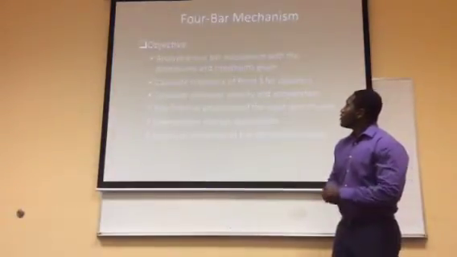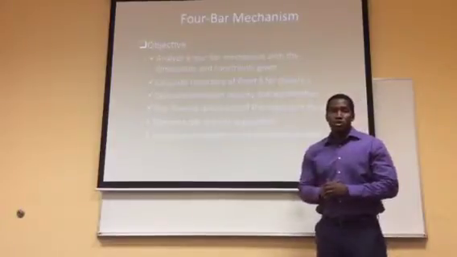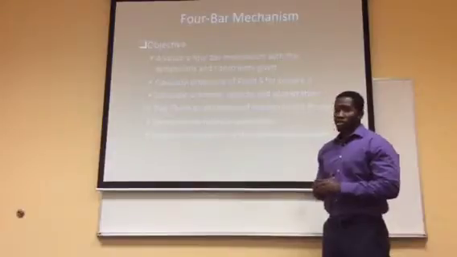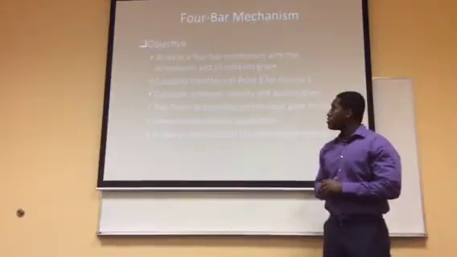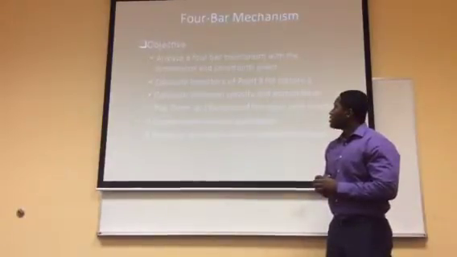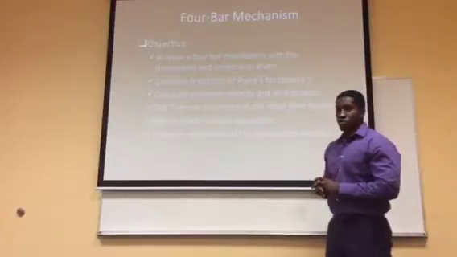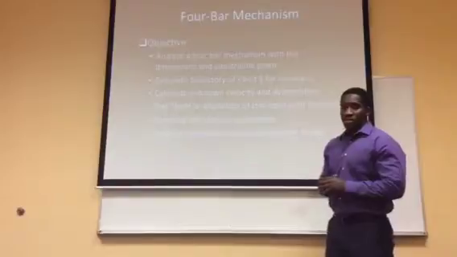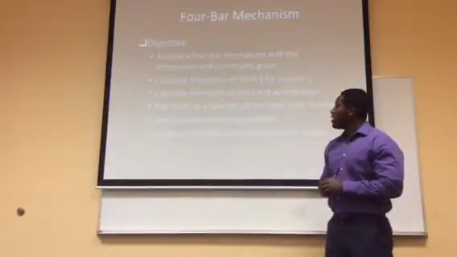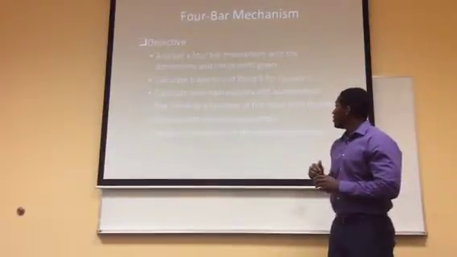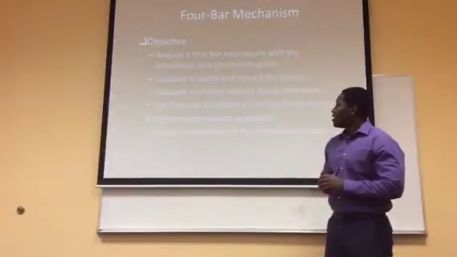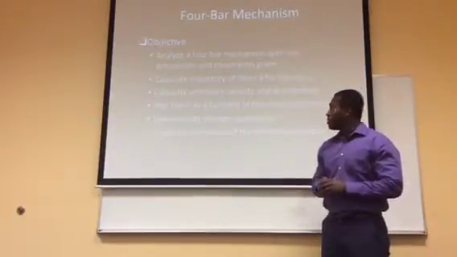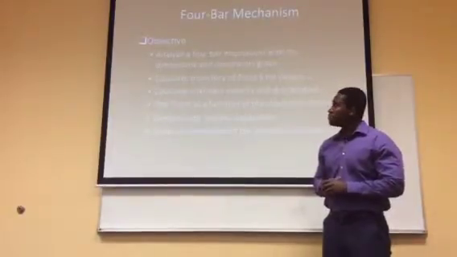Our main objective for the Fourbar mechanism, which is the first part of the project, is to analyze the Fourbar mechanism with the dimensions and constraints given to us, then calculate the trajectory of point S for closure 1. We will later calculate the unknown velocities and accelerations of each joint, and then plot them as a function of the input. Then we will demonstrate a realistic application and create an animation of the mechanism motion.